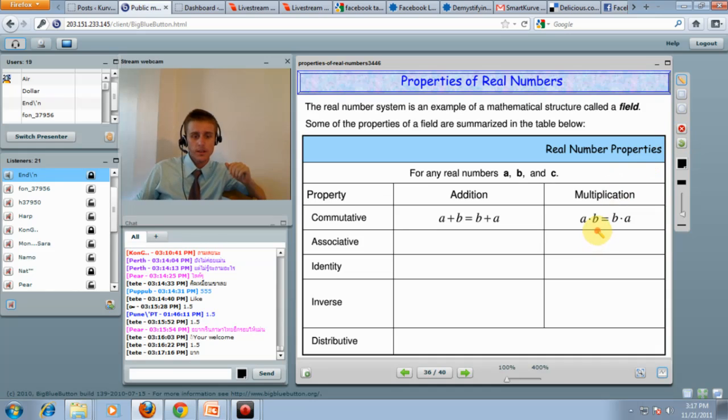Okay, go on. Now, for multiplication, for the commutative property, it is the exact same. If A equals 5 and B equals 10, what is 5 times 10? Type an answer, please.